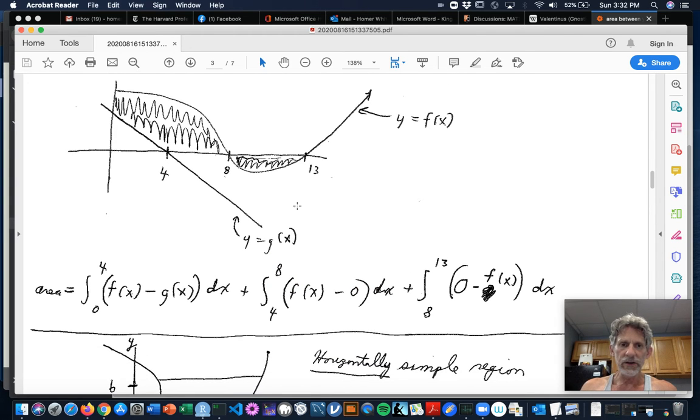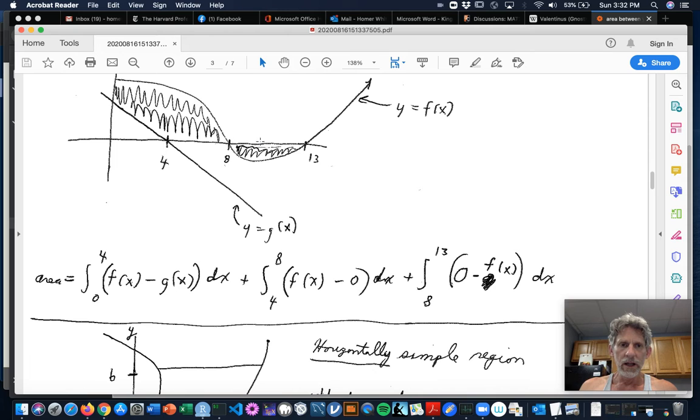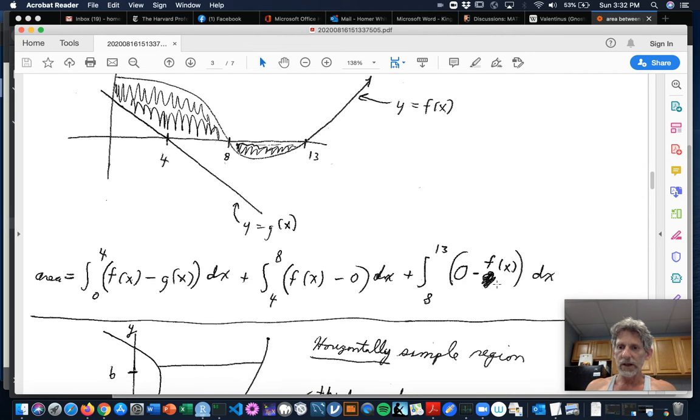So you can see this. And then from 8 to 13, the y top is that x-axis where the y coordinate is 0, and the y bottom is f of x. So 0 minus f of x, and f of x is negative there, so minus f of x will turn positive, giving you a positive area for that final piece. So you had to break up your task into 3 definite integrals. The formulas for y top and y bottom changed on you over the x region you're interested in.